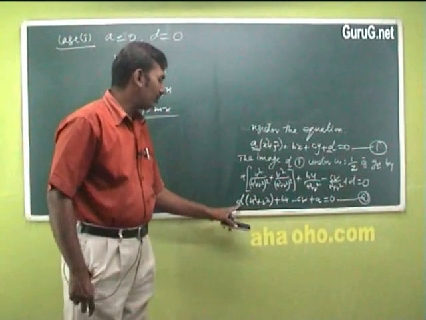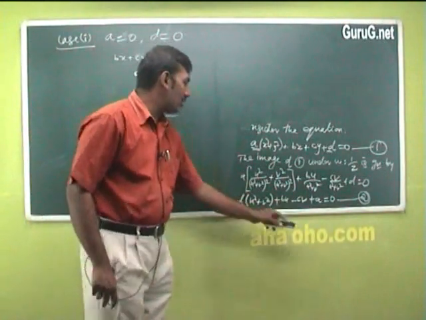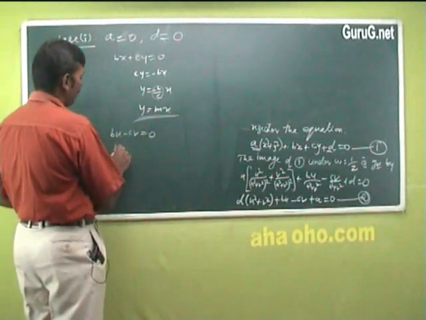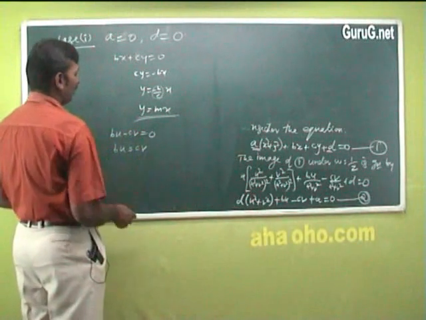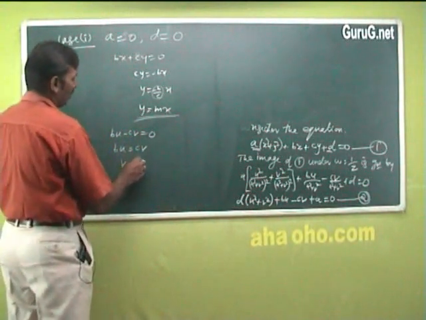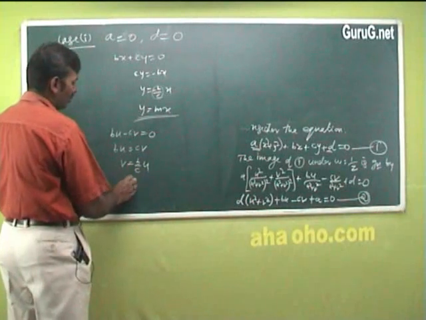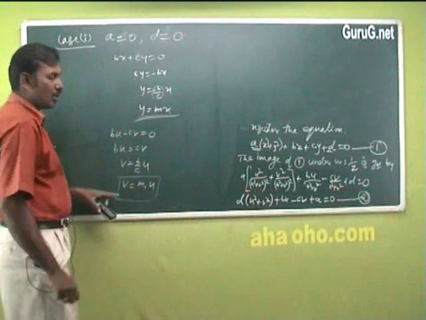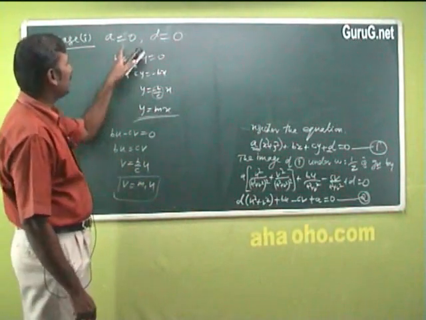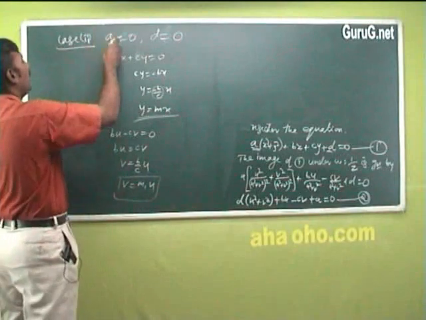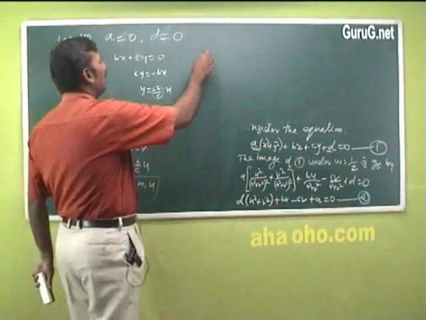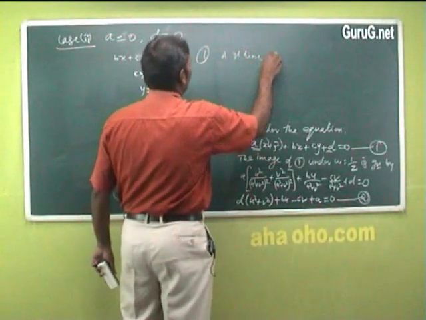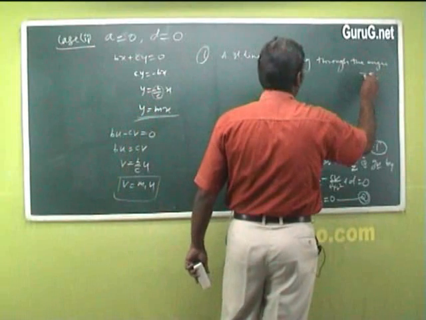இப்போ இங்க என்ன கிடைக்கும்? Both D and A are 0, so you may get Bu minus Cv equal to 0, then Bu equal to Cv, then V equal to B by C into U. Take it as M1 into U, which is nothing but a straight line passing through the origin. The second case: if both A and D are 0, equation 1 is a straight line passing through the origin in the Z plane.